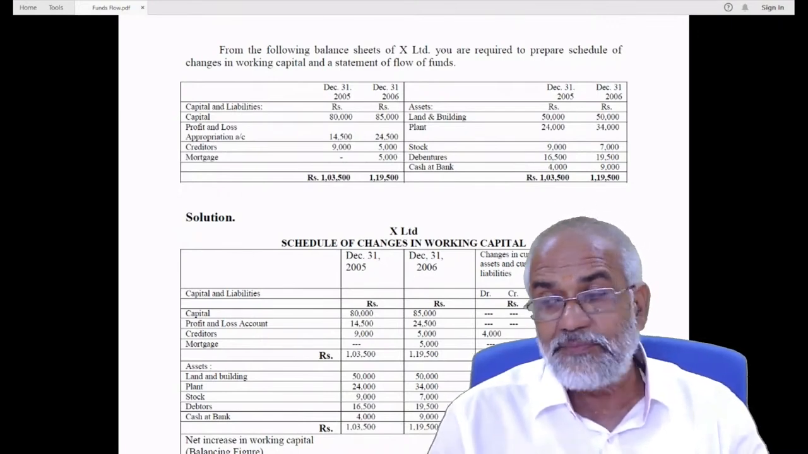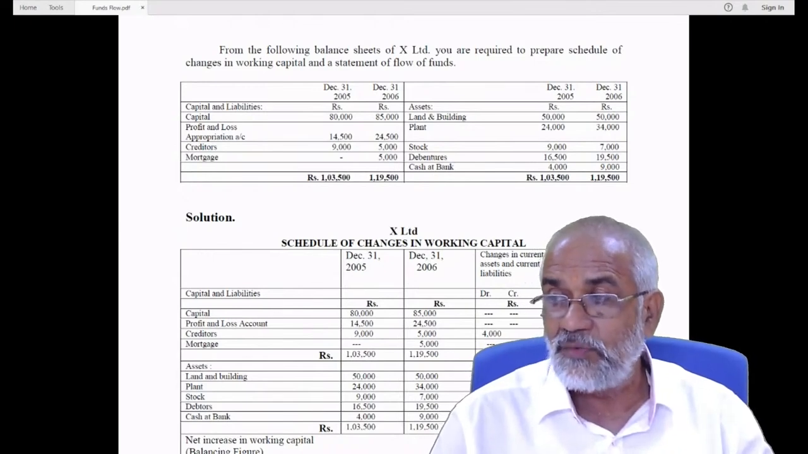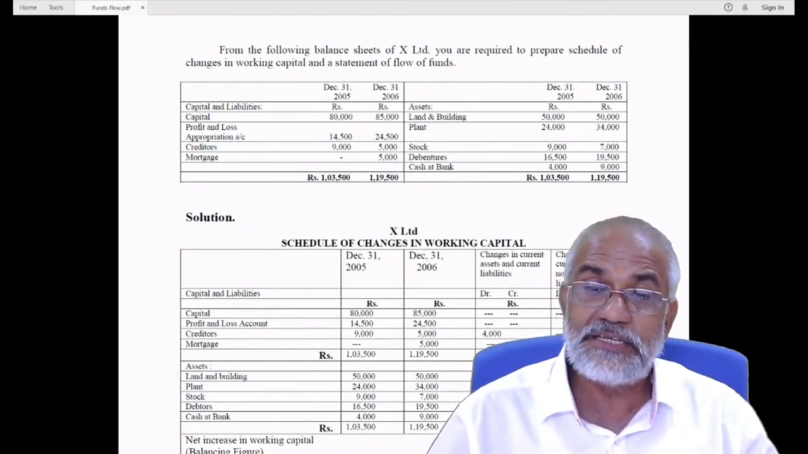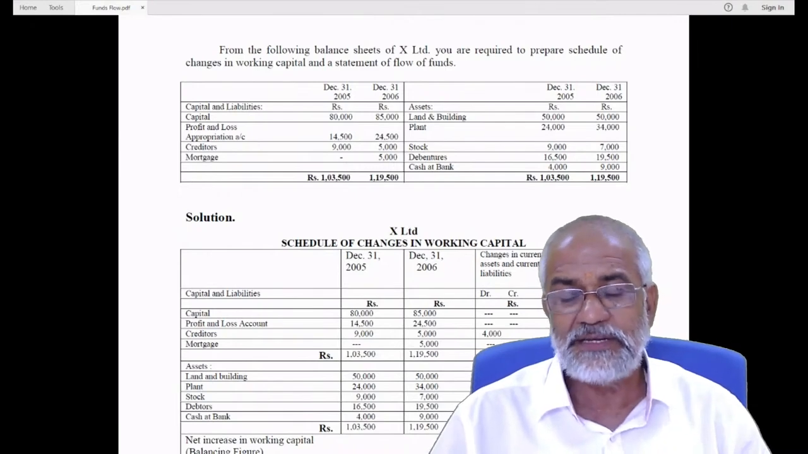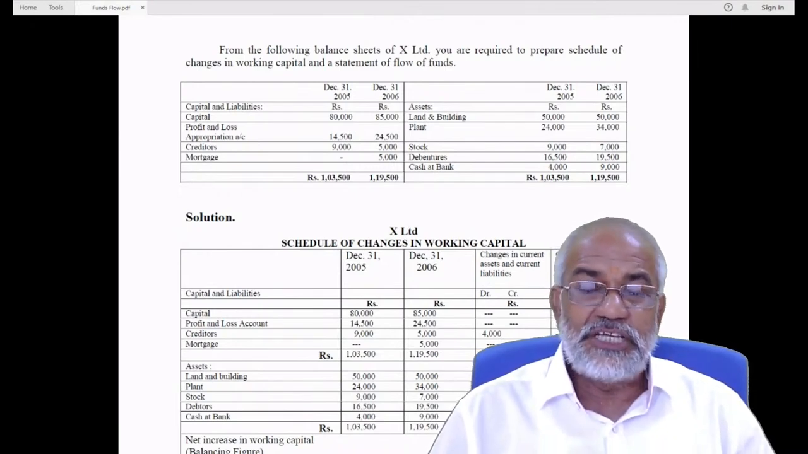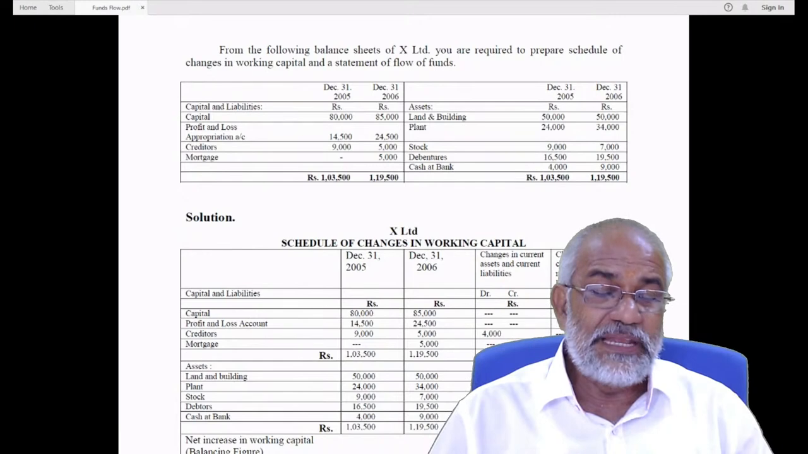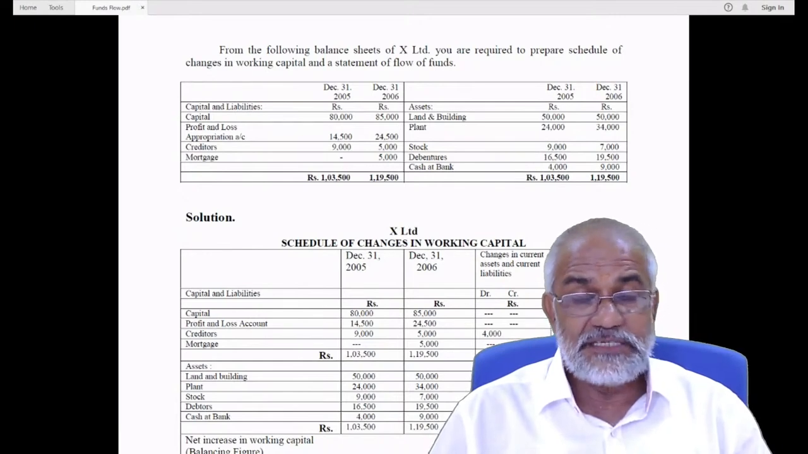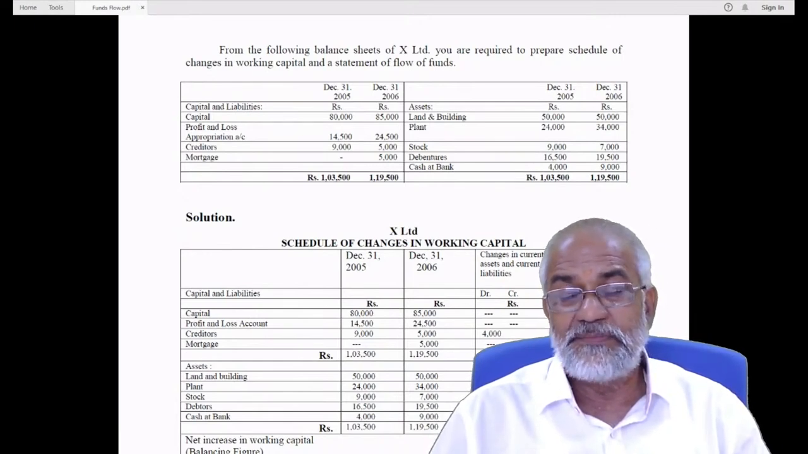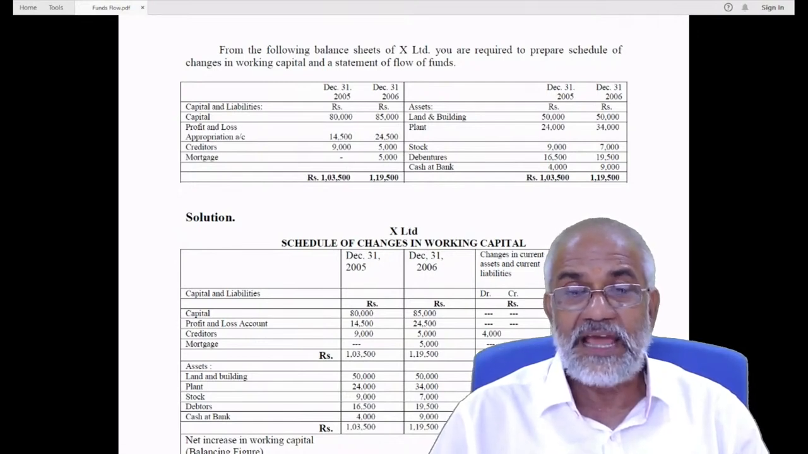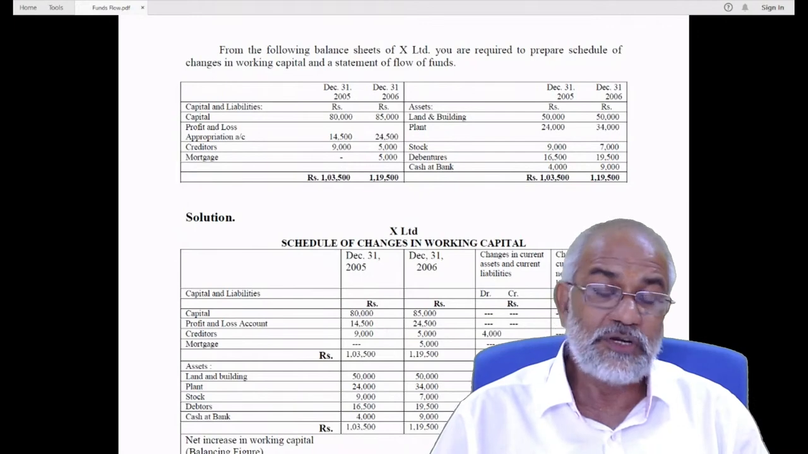Then what is the raw material, or the input required, for preparation of the funds flow statement? Two consecutive balance sheets. That means the figures of 2 successive balance sheets are required as the raw material, or as the data on which the funds flow statement is to be prepared.